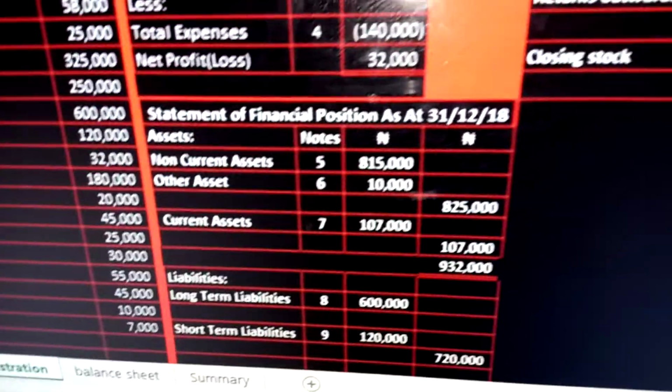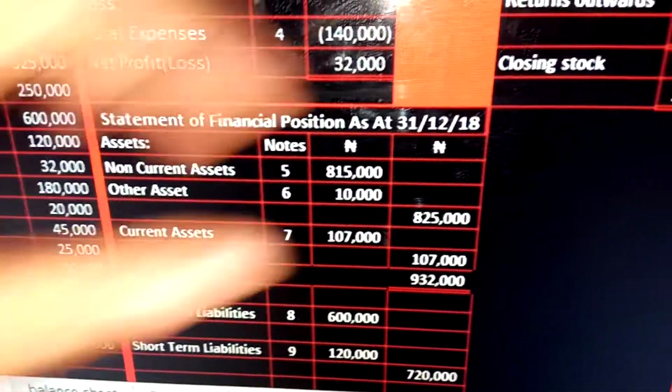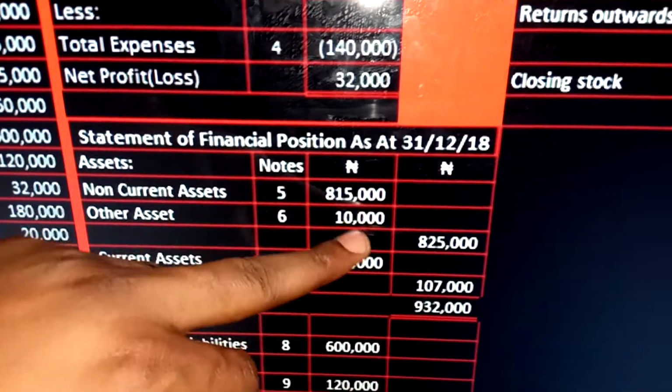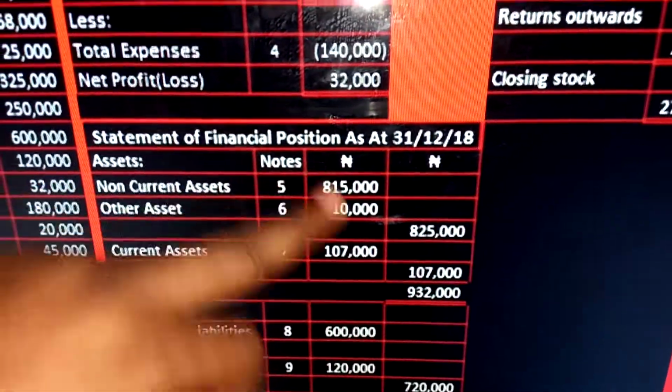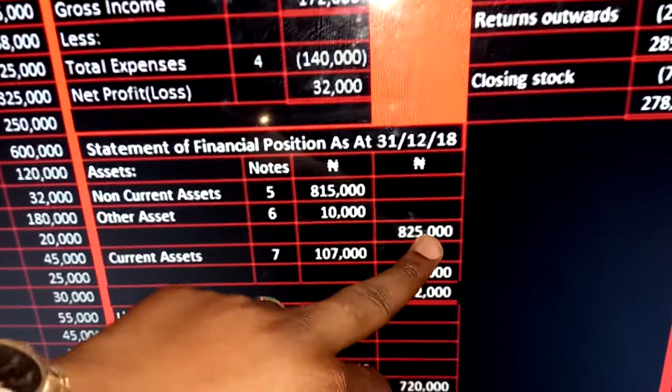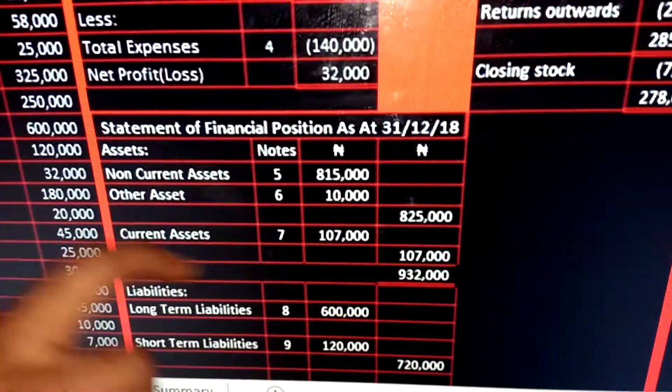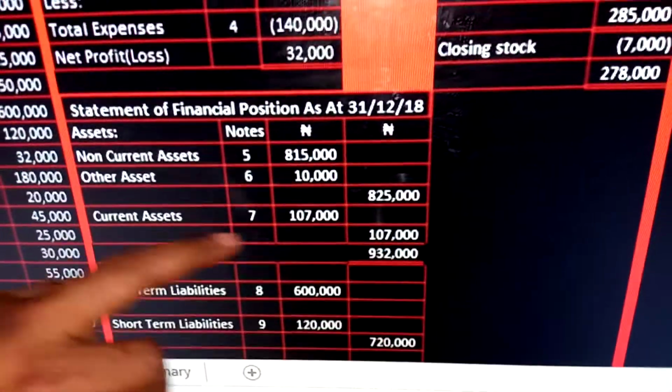So other assets here, we have goodwill. So how much is it? According to note 7, we have 10,000. That is what we have here. Other asset, note 6, 10,000. So when you add 10,000 to 815,000, you have 825,000. So we have current assets, 107.